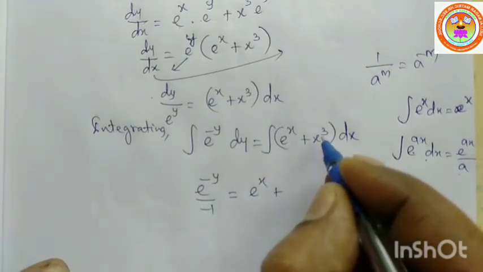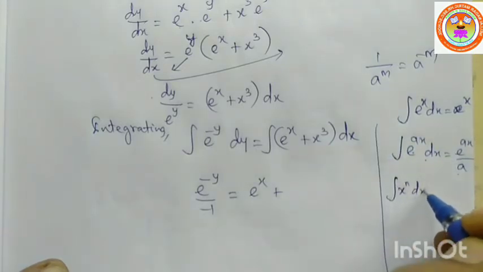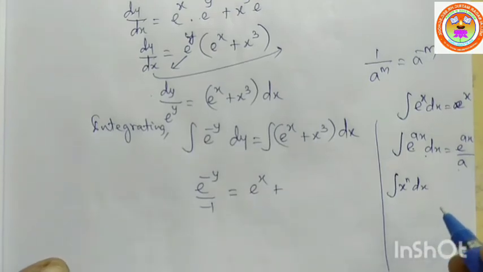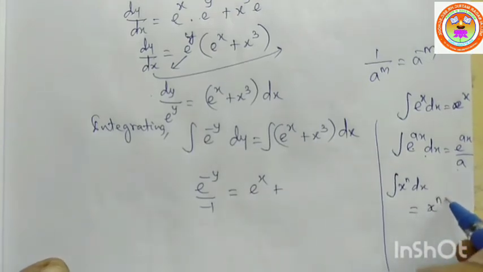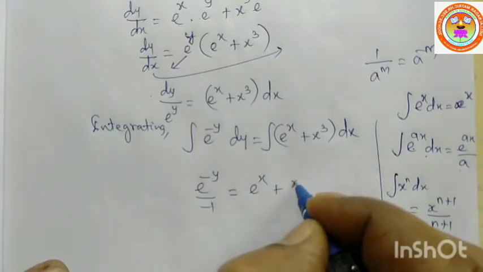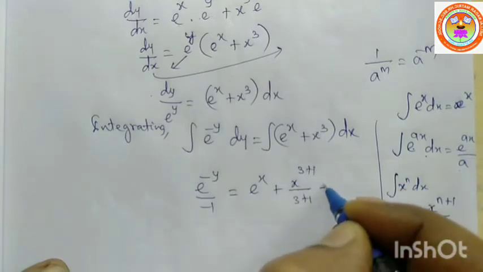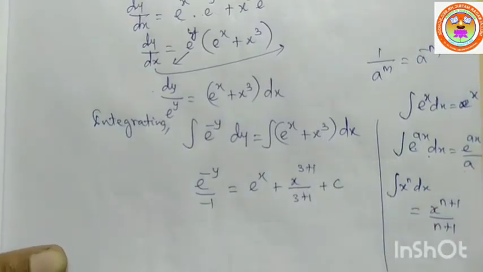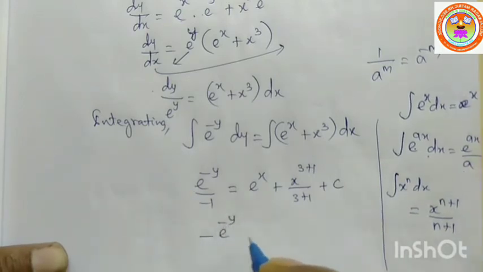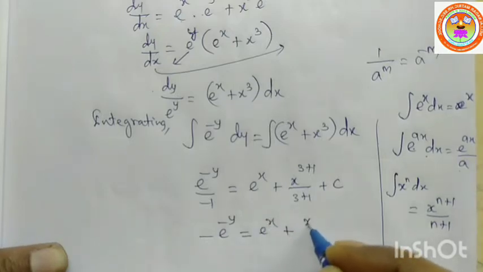Integral of x cube is in the form of x raised to n. Integral of x raised to n is x raised to n plus 1 by n plus 1. So x raised to 3 plus 1 by 3 plus 1, plus c. Now take this minus 1 into the numerator. So minus e power minus y is equal to e power x plus x raised to 4 by 4 plus c.